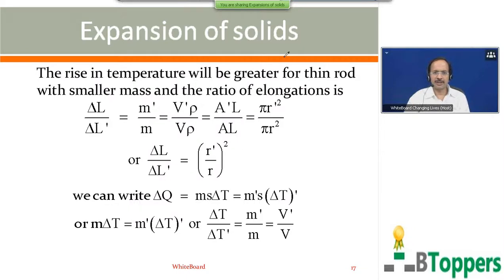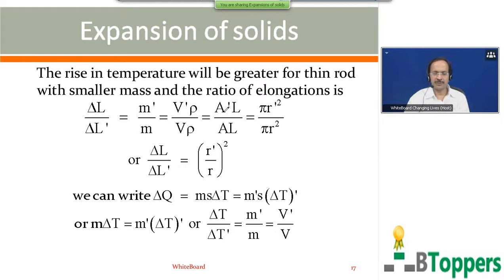So the rise in temperature is greater for the thin rod with smaller mass, and the ratio of the elongations will be delta L by delta L dash equal to M dash by M. M is the mass of the first rod, M dash is the mass of the second rod. M we can write as V into rho, M dash equal to V dash into rho. Rho is the density, which is the same for both the rods because both the rods are made up of the same metal and they are at the same temperature.